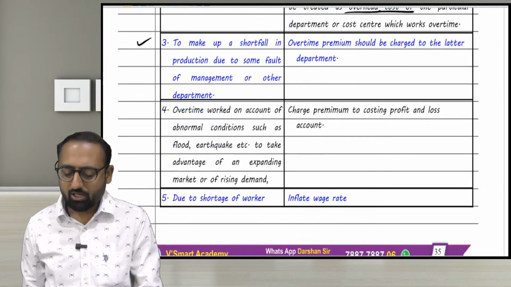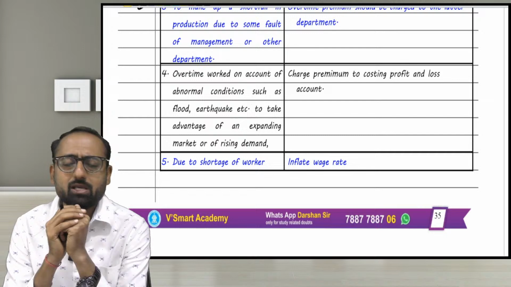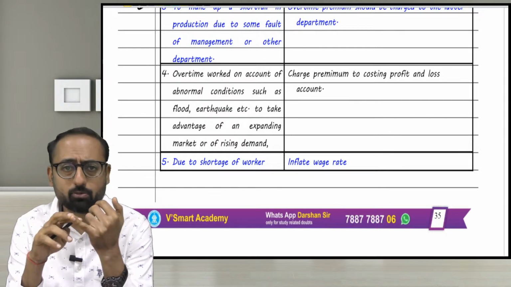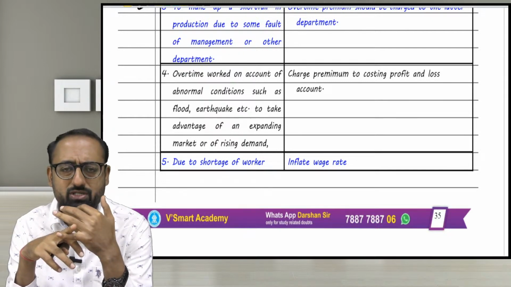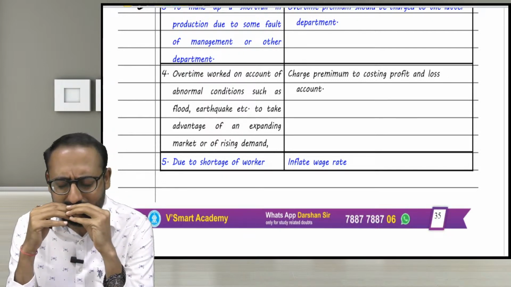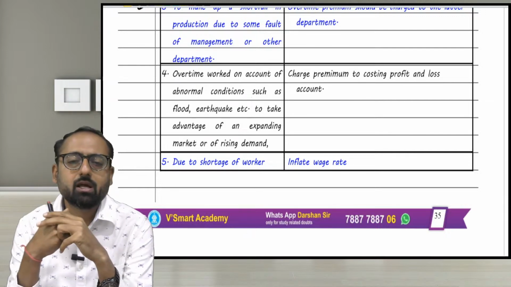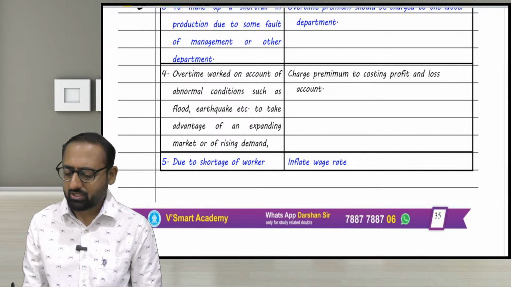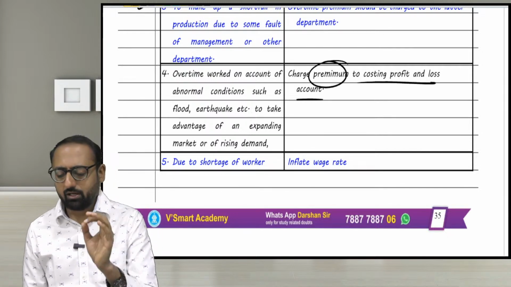Okay. Now let's go to the next situation. If overtime is worked because of an abnormal reason, fire, flood, natural calamity, suppose a COVID situation. If there are any abnormal circumstances because of which you are working overtime, then the premium will be charged to costing profit and loss account. In such a situation, the entire premium will be charged to costing profit and loss account.